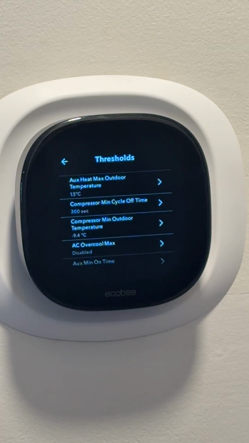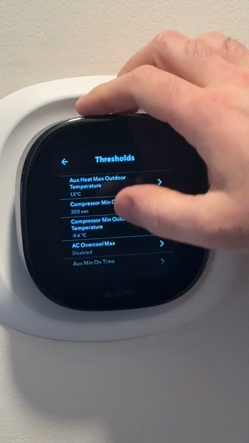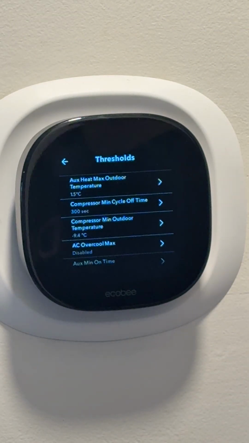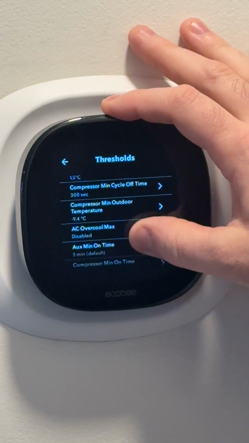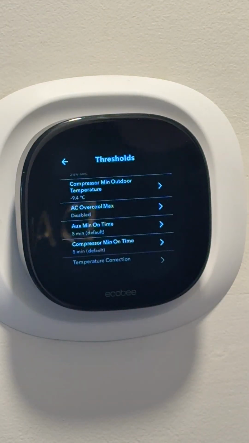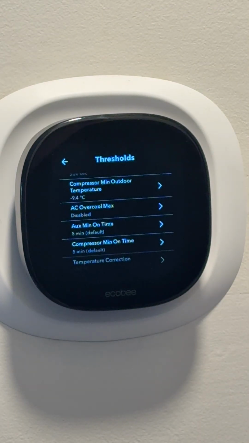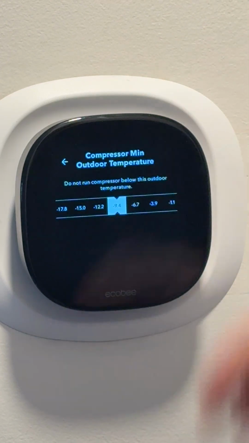At 1.5, the heat pump is going to have no problem heating the house under most circumstances. So if it can't heat the house at 1.5 degrees, we might have a different problem. We'll ignore that. That's more for an older unit. Compressor minimum outdoor temperature. This is where things get spicy. This is our main one.